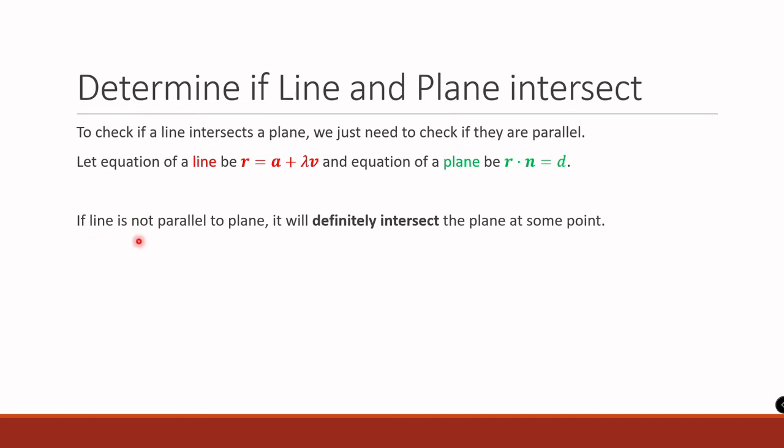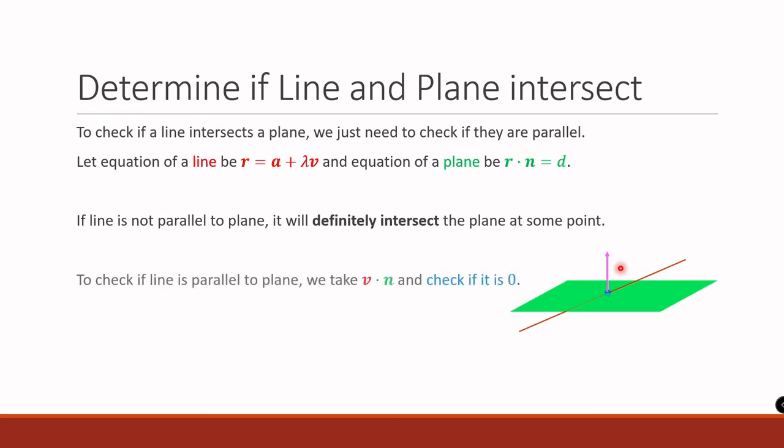So if the line is not parallel to the plane, then it will definitely intersect the plane at some point. Because think about it this way, if they're not parallel, then if you travel in a certain direction along that line, you will get closer and closer to the plane, right? So in that sense, you will touch the plane at some point. So this is an illustration. Let's say you have a line not parallel to the plane. At some point, you're going to intersect the plane.